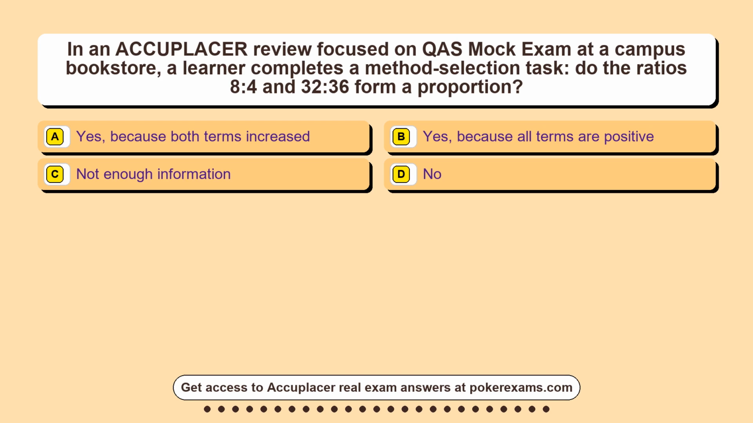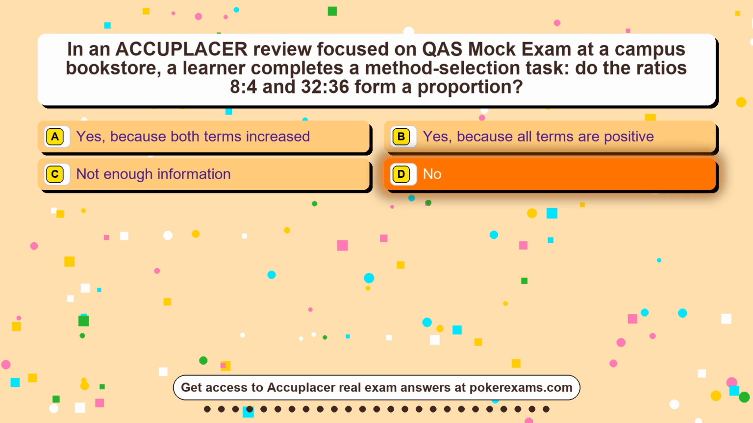Question 1. In an ACCUPLACER review focused on QAS mock exam at a campus bookstore, a learner completes a method-selection task. Do the ratios 8:4 and 32:36 form a proportion? Option A, yes, because both terms increased. Option B, yes, because all terms are positive. Option C, not enough information. Option D, no. The correct answer is option D, no.